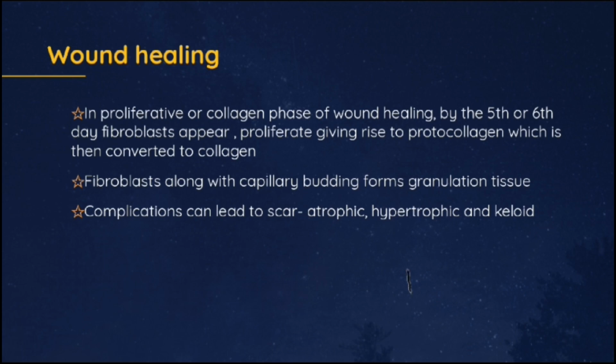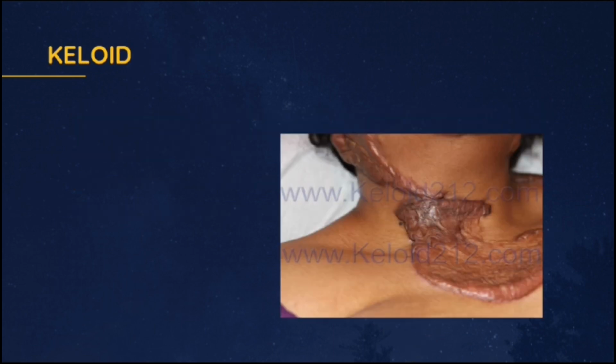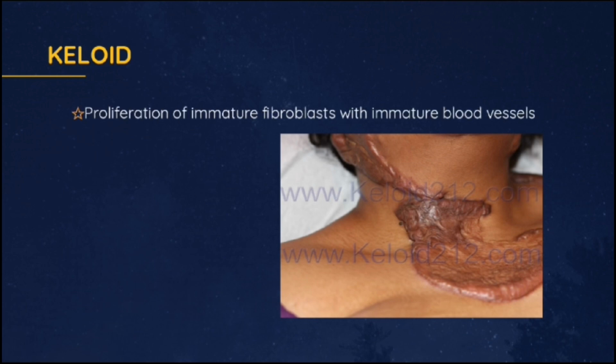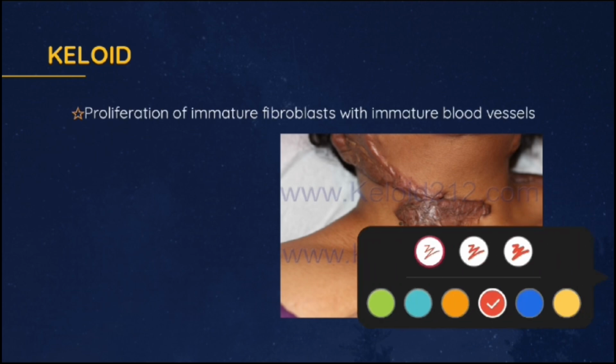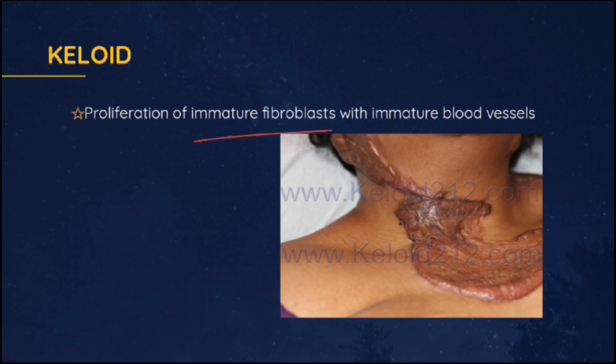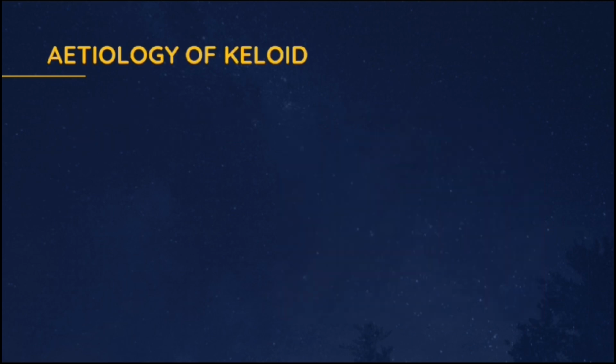Sometimes complications can occur in this formation, and that can lead to scarring, which is of three types: atrophic, hypertrophic, and keloid. Now, keloid is the proliferation of immature fibroblasts with immature blood vessels. This is an example of keloid, and it is most commonly seen in blacks.